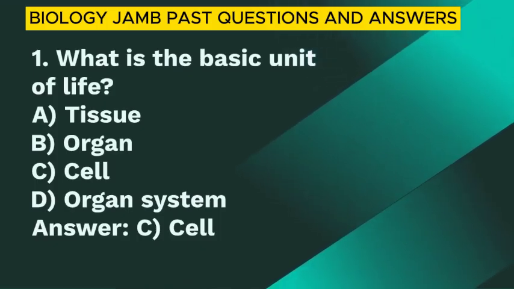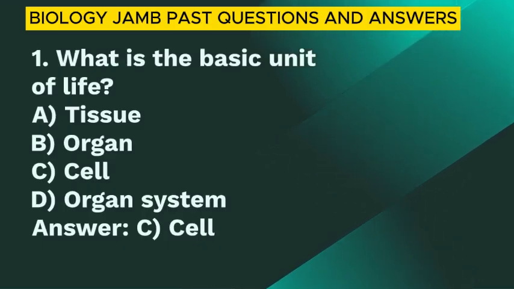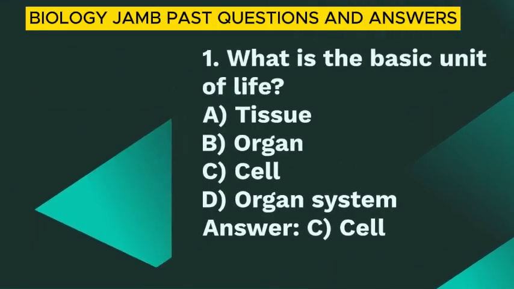First question: what is the basic unit of life? A. Tissue. B. Organ. C. Cell. D. Organ system. The answer is C, which is cell.